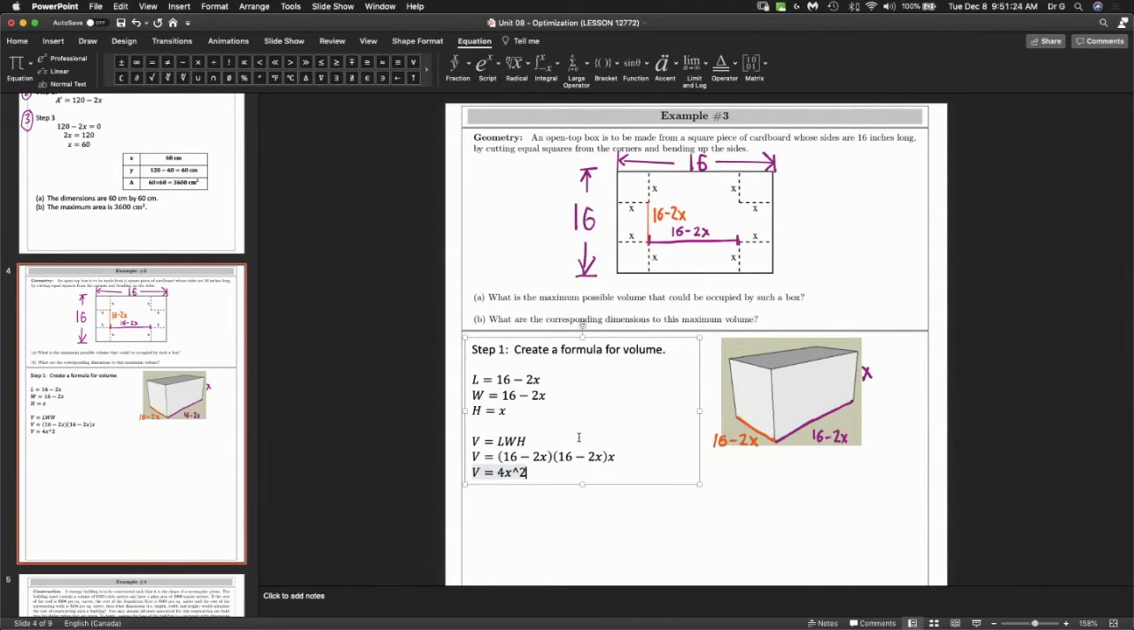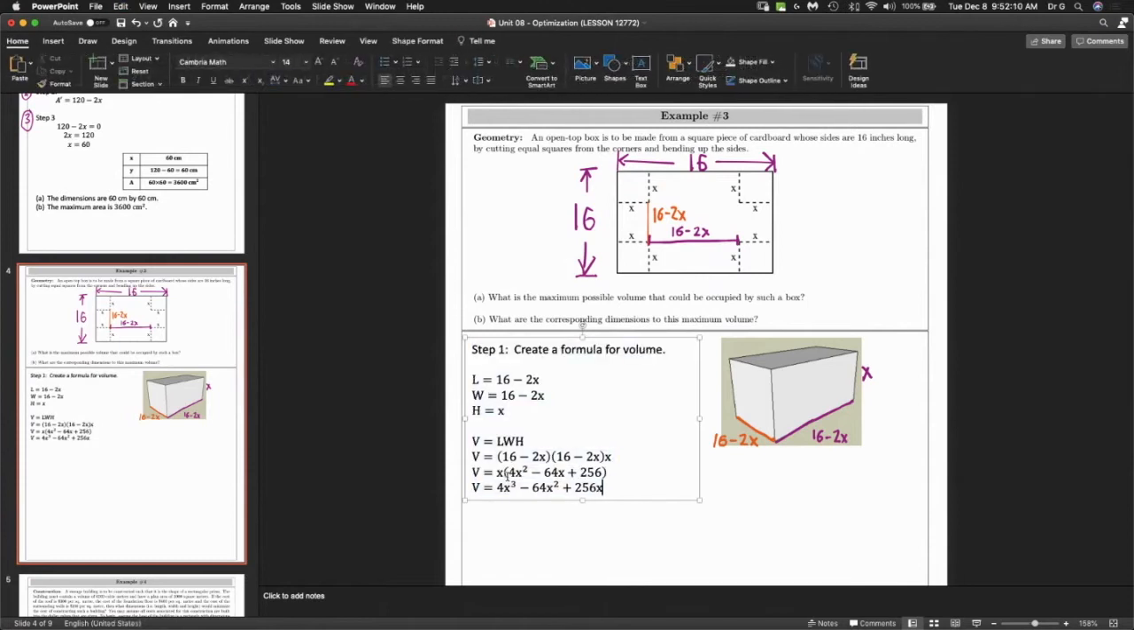But then you have to multiply by x. So I'll do it in 2 steps to be fair. Okay, so there's the equation for the volume of the box. Are there any questions about that formula? How do you feel? Do you feel okay setting this one up? It's a little bit gross.